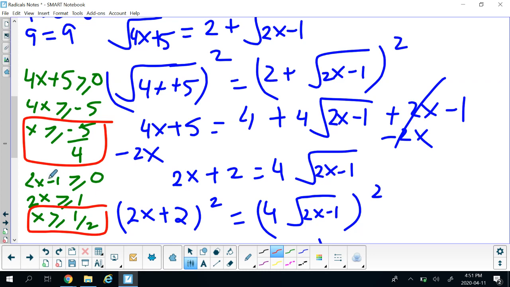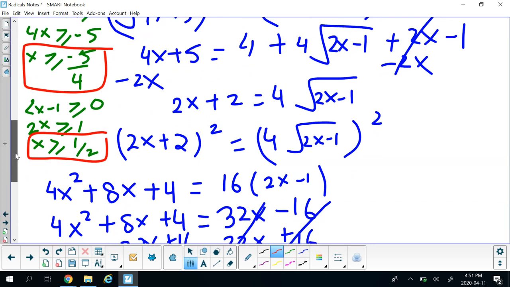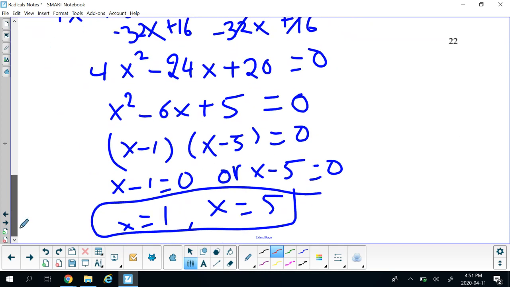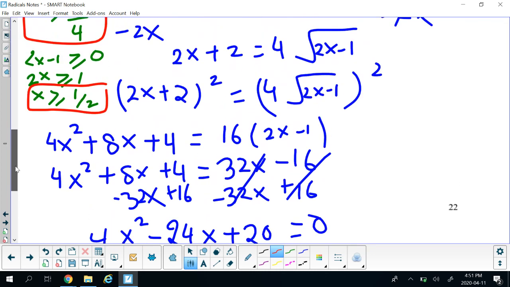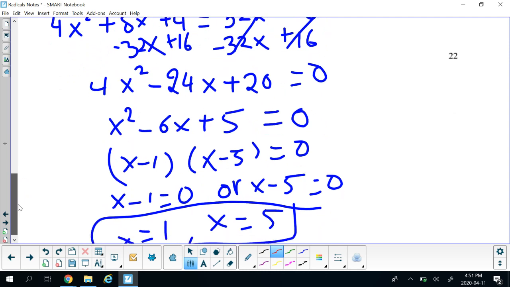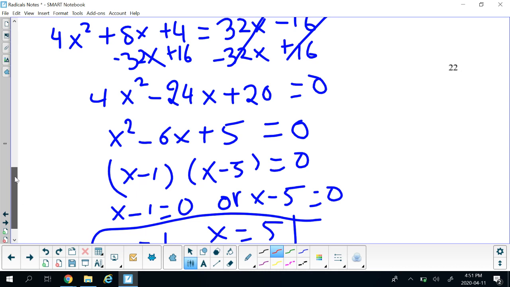Okay, so from here, let's see what our question says. It says x equal to 1 and x equal to 5. So let's see if it is true. 1 and 5, yes, they satisfy our restriction conditions. But then we also have to verify if x equal to 1 and x equal to 5 satisfy our original equation, to check if there is any extraneous root or not.